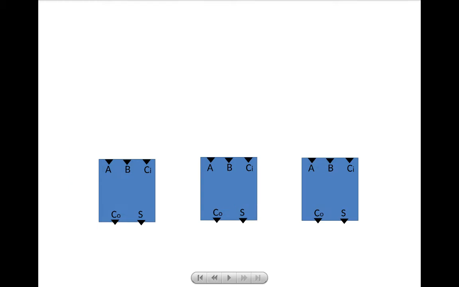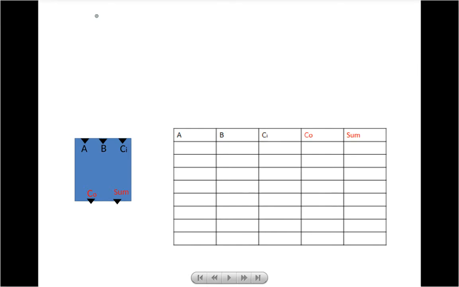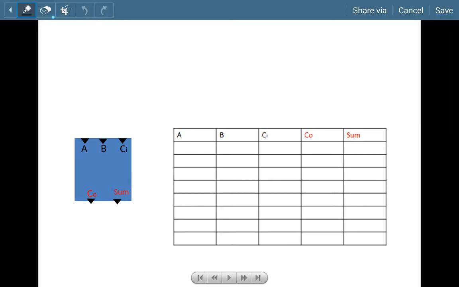101. Okay, so let me just draw something on the screen. So for example, if you try to add 101, what is the result? 1 plus 0 plus 1. The answer is 2, right? 2 expressed in binary is equivalent to 1, 0. Since we're talking about binary addition here, we leave the answer as 1, 0.